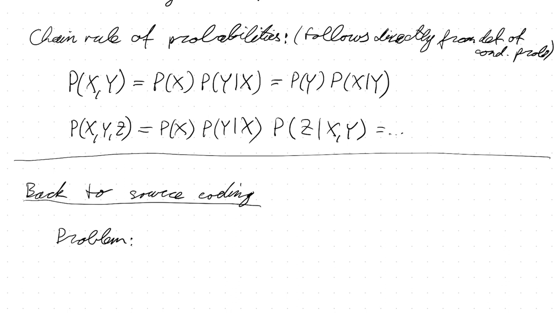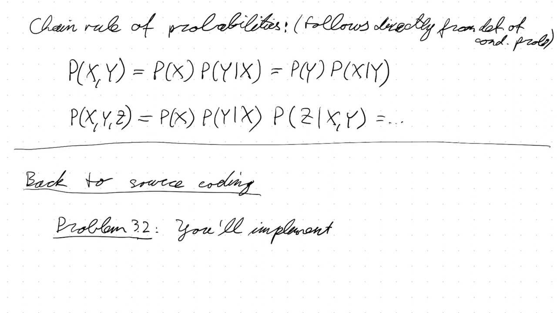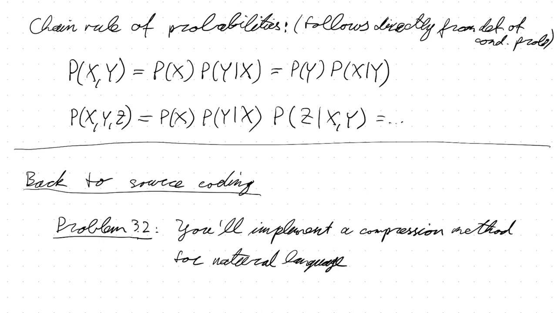And so in problem 3.2, you will implement a compression method for natural language, just written natural language. I really encourage you to do this because it should be a very simple problem, because most of the code is already given, the model is already implemented, but I left some really critical steps out where you have to fill in how you then use this model for compression.